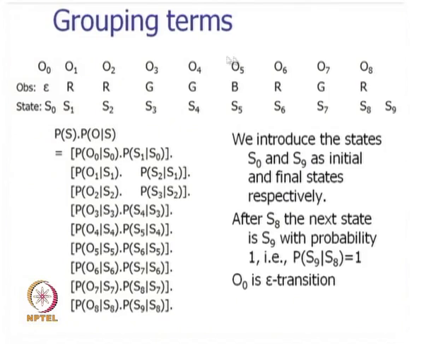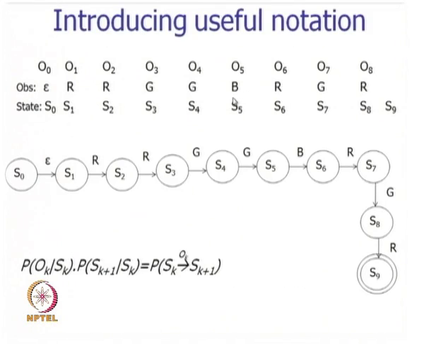So, we have taken the observation sequence, we have taken the state sequence, and we have done something useful, or something necessary, here. We have introduced a final state and we have introduced an initial state with its observation, and the observation is epsilon. The purpose of doing this is that we want to capture the start of the process and we also want to capture the end of the process. That is one purpose. The next purpose is that we can combine the terms and we can introduce a useful notation.